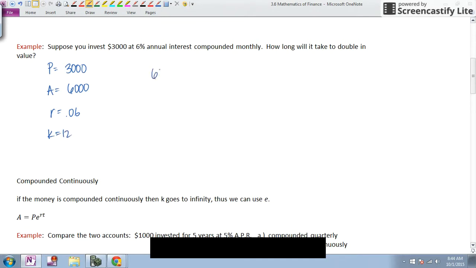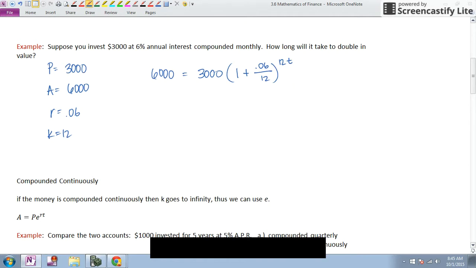6,000 equals 3,000. That's the ending amount equals the initial amount times 1 plus the rate over the number of times compounded, to the number of times compounded times years. We don't know years. It's an exponent. Logarithms are going to be involved somewhere.